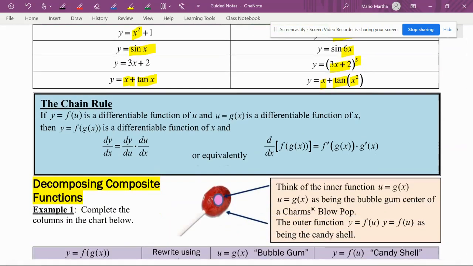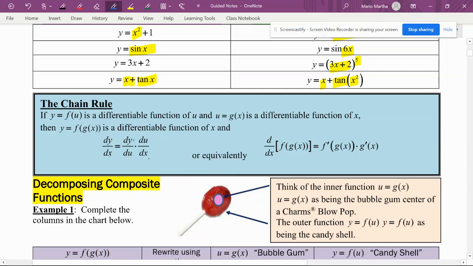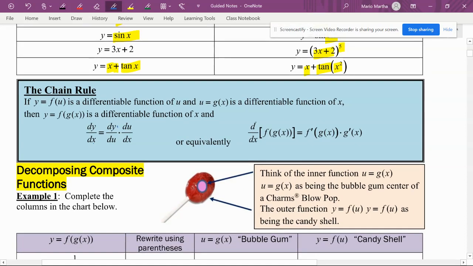So let's look at how we're going to deal with this. If y equals f of u is a differentiable function of u, and u equals g of x, another function, is a differentiable function of x, then y equals f of g of x is a differentiable function of x. And the derivative of y with respect to x is equal to the derivative of y with respect to u times the derivative of u with respect to x. So we're going to connect these. Or equivalently, the derivative of f of g of x with respect to x is equal to f prime of g of x times g prime of x.